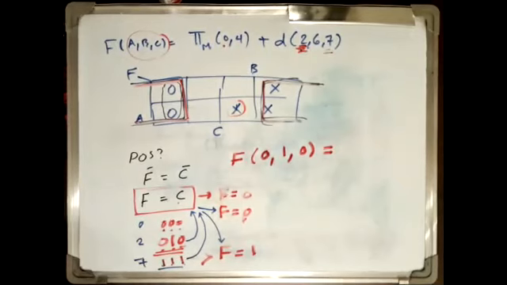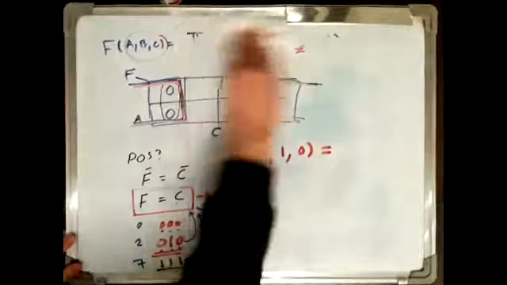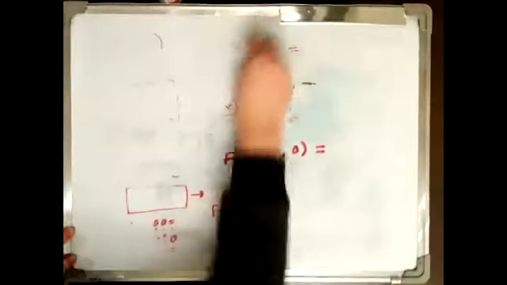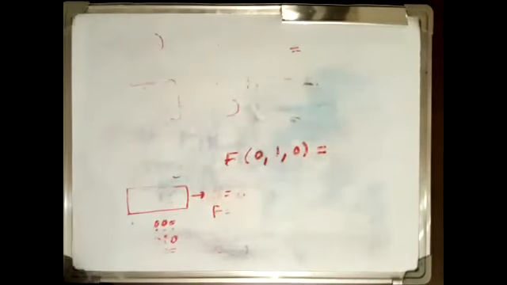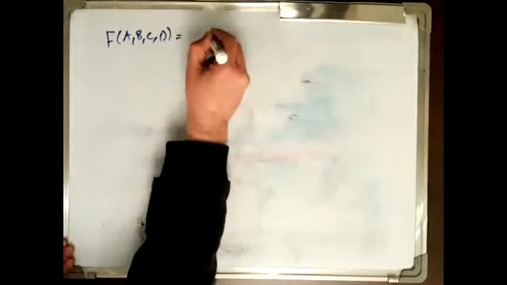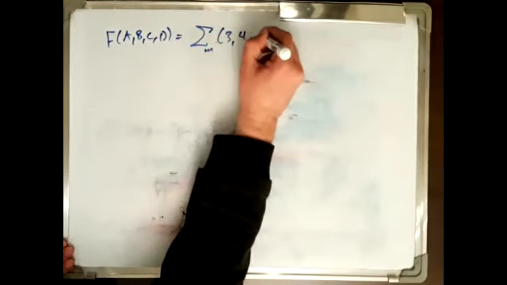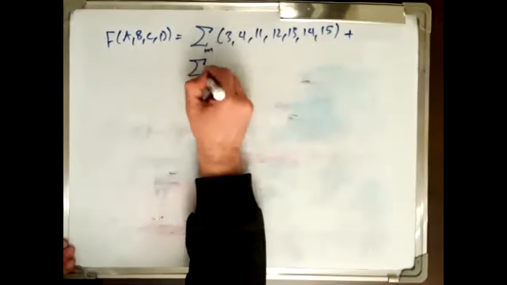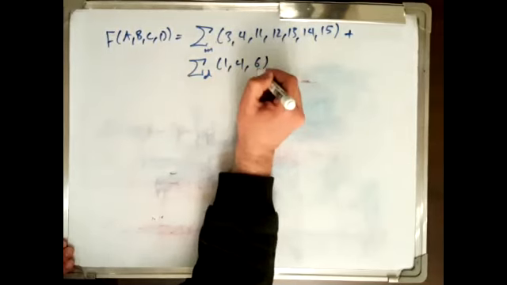All right, so let me go back to where we left off last time. I gave you an example, and I asked you to continue to do some other stuff on this example. Okay, the example that I gave you last time was F of, I think, A, B, C, D equals sum of min terms 3, 4, 11, 12, 13, 14, and 15 with don't cares sum D 1, 4, and 6, right? This was the last example I gave you.